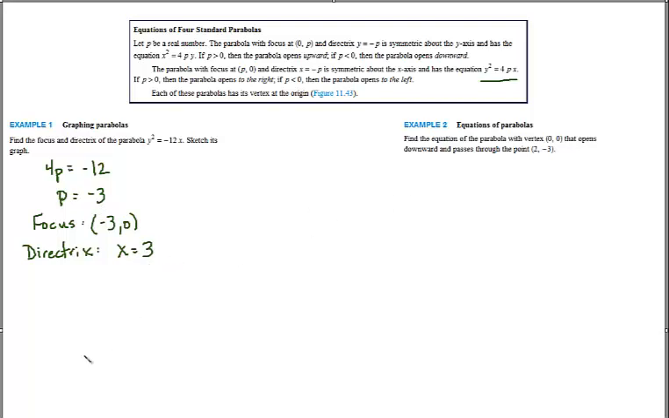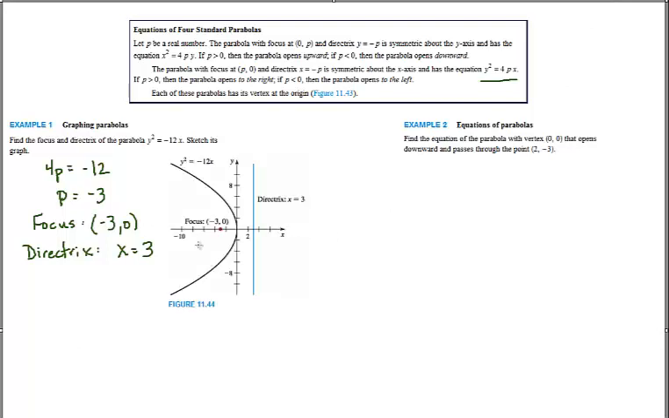Next we're to sketch the graph. So let's get some grids. And here we have our graph where our focus is at negative 3 and the directrix is at x equal to 3.